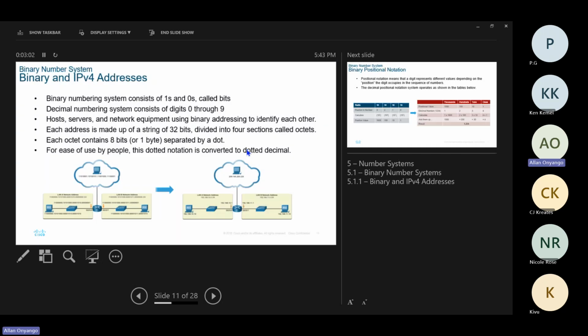In terms of getting started, I want to start by explaining that the binary numbering system consists of 2 numbers, just ones and zeros. Binary numbering system, the word bi means 2. So it consists of just ones and zeros. And they are what we call bits.